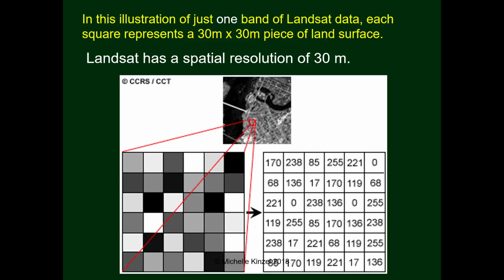Now, this is based on a bit system, so it's 2 to the 8, which is 256 values. We start counting at 0, not at 1, and those numbers correlate to what would be called a DN, which is a digital number or brightness value. So Landsat has a spatial resolution of 30 meters because each of those pixels is 30 meters on one side.